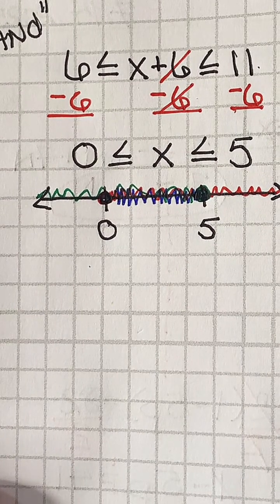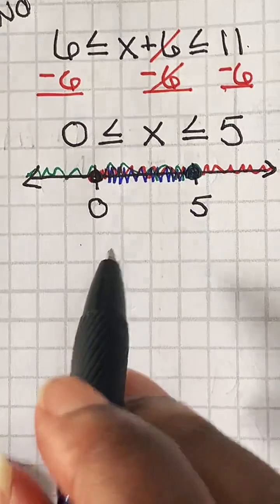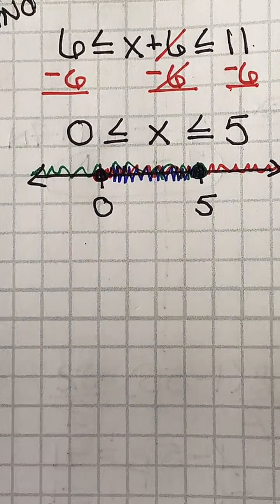But now, here I go. I want to add some stuff to it. Interval notation. Let me unzoom a little bit.